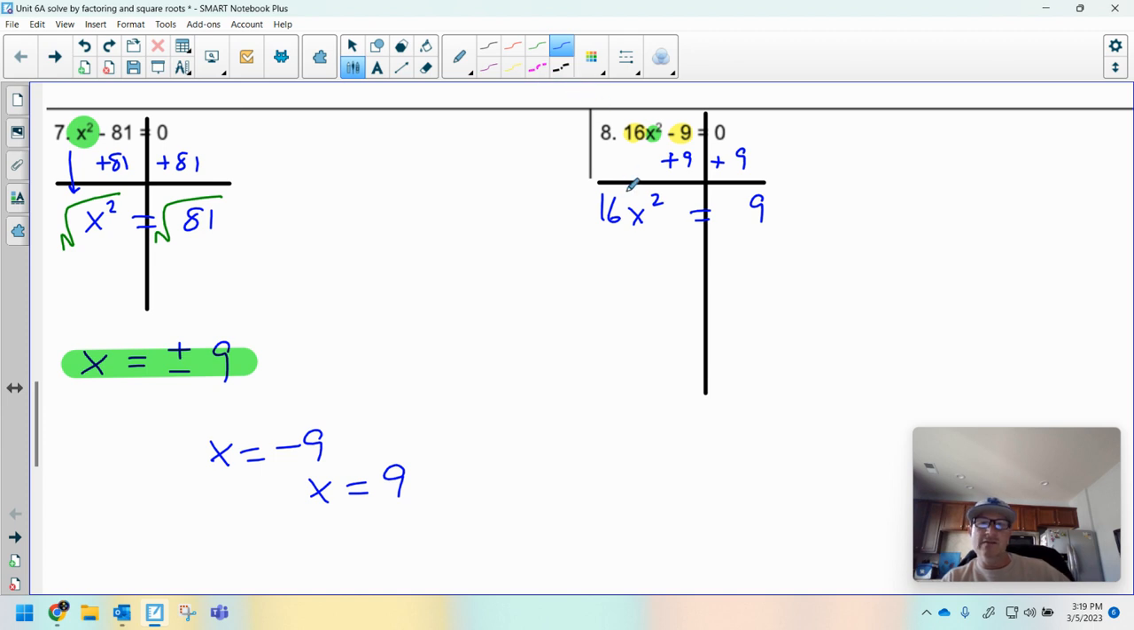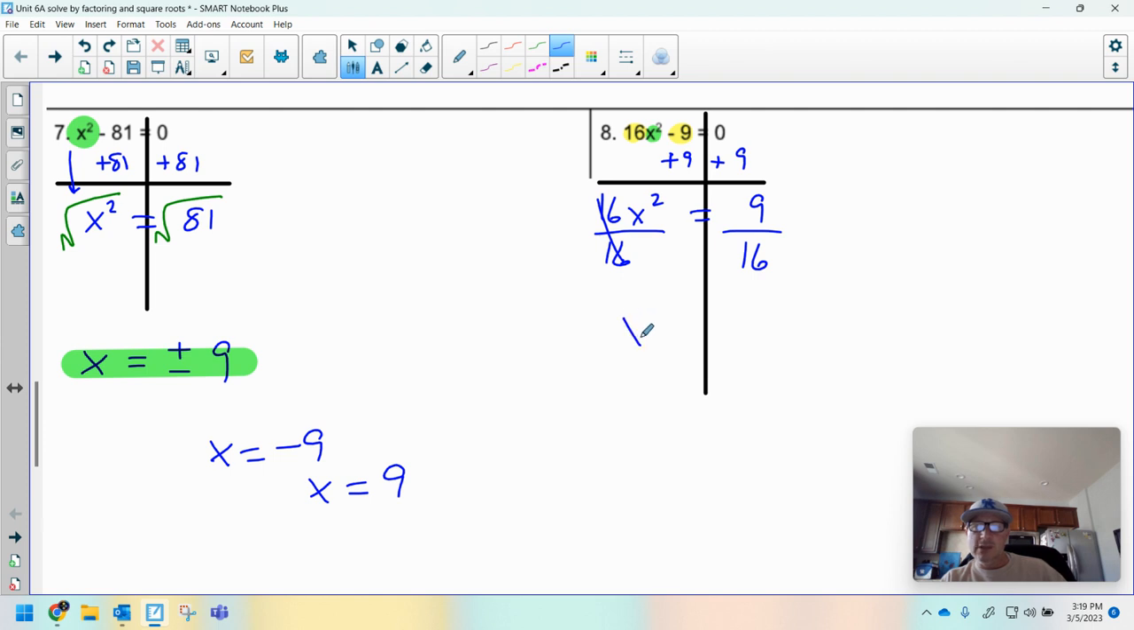We still want to get rid of the 16, but now the 16 and the x squared are connected to each other, which means they're multiplying. We want to keep the x squared, and we just want to get rid of the 16. So we divide by 16.